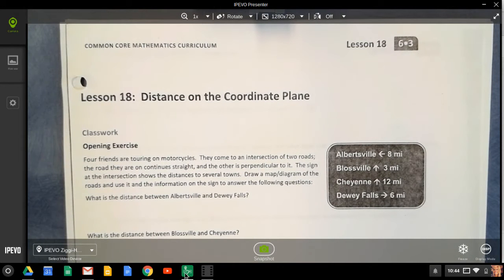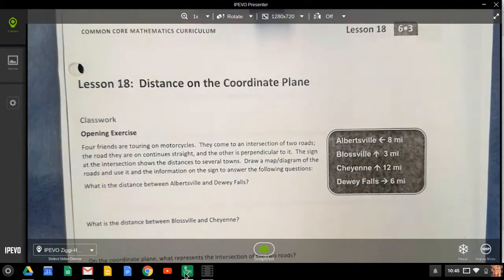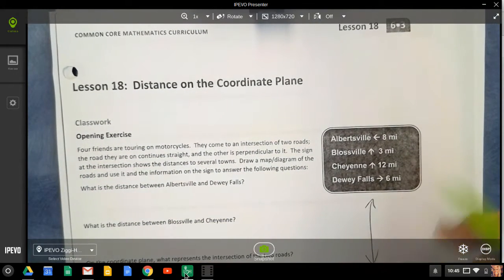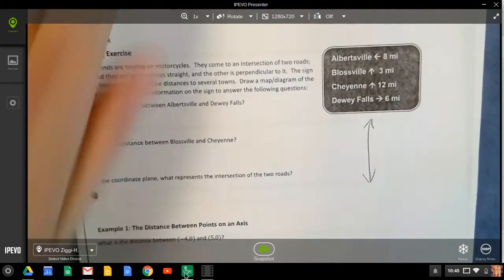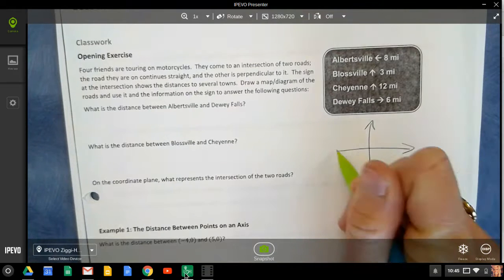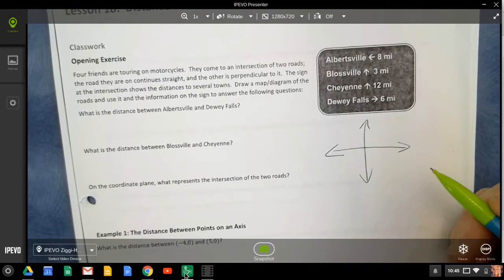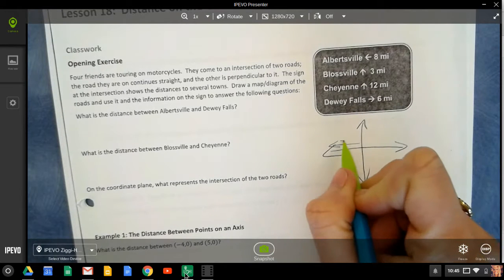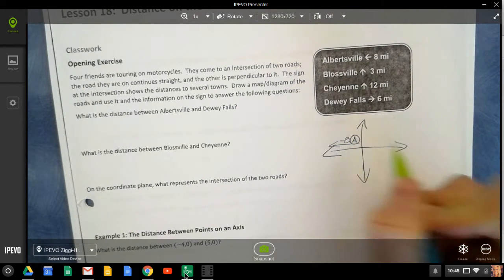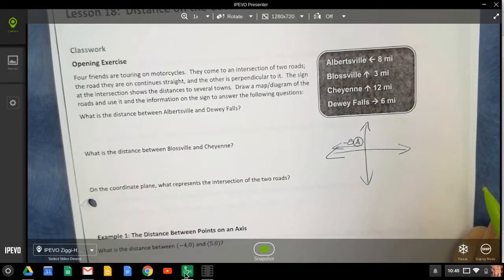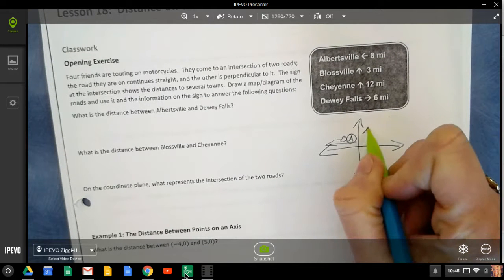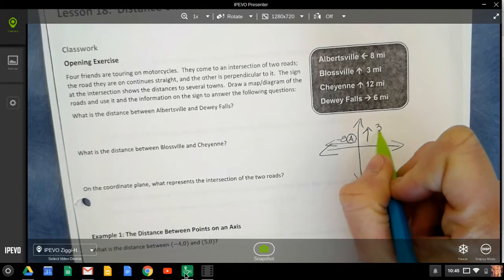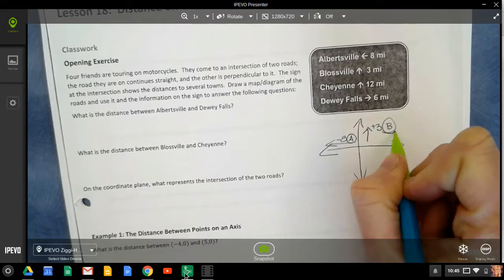So I'm going to go ahead and first draw a diagram, kind of like a graph, just to model direction. If I know here that Albertsville is 8 miles left, then I know Albertsville is going to be this way. I'm going to put an A for Albertsville. I know that Blossville is 3 miles above, so that means it's up here somewhere. So I'm going to put plus 3 and then B for Blossville.